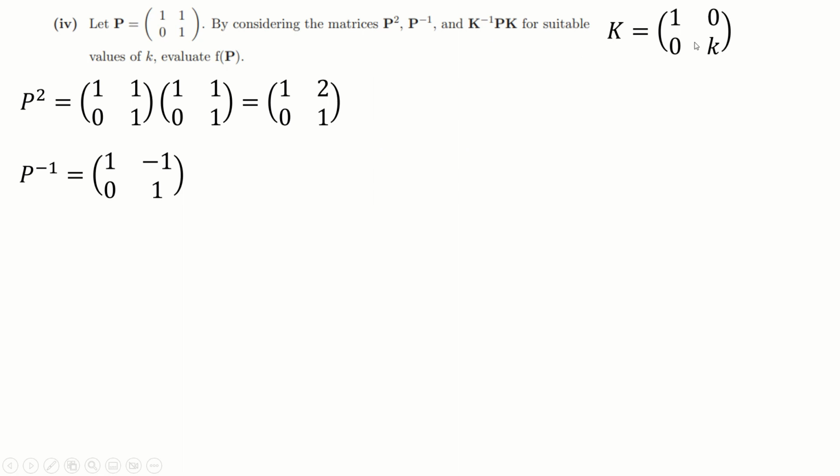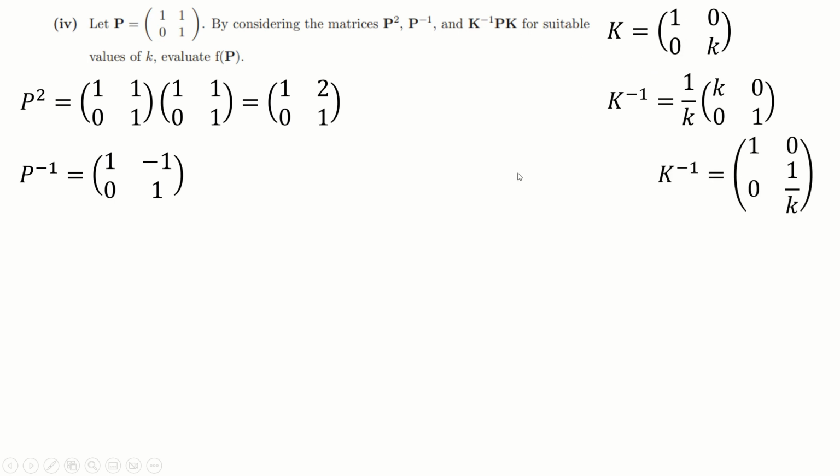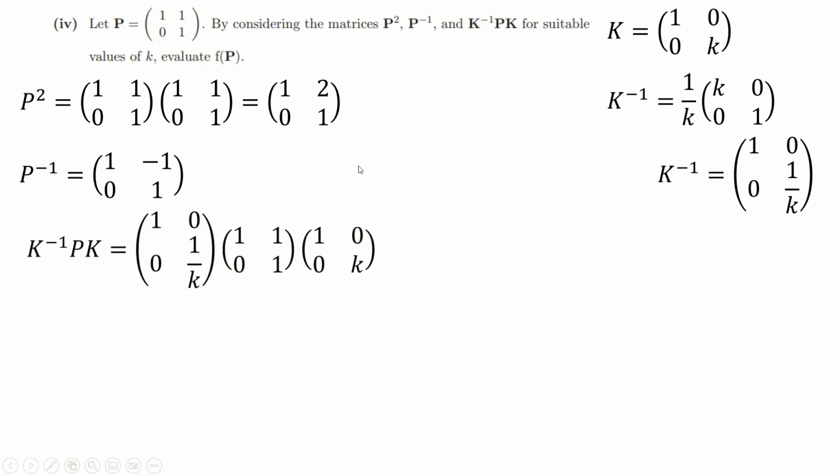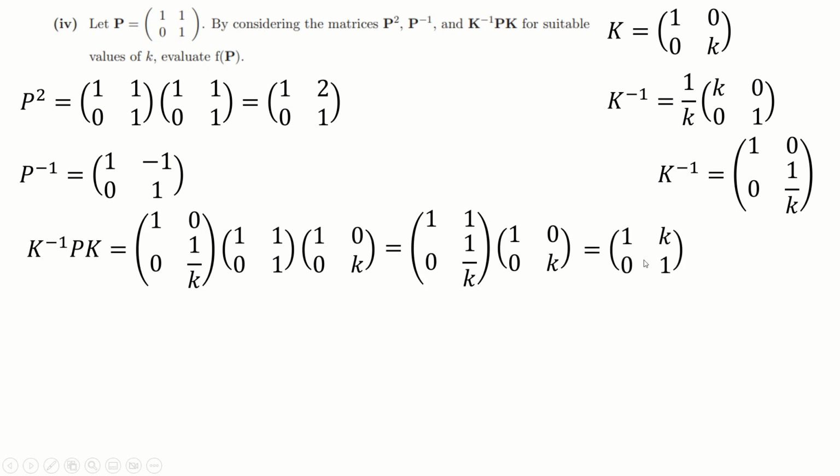Anyway, k, of course, is this. We saw it before. So, okay, now k inverse pk. I need k inverse, right, I guess. So determinant is k minus 0, so that's just 1 over k there. Swap those over, make those negative, you get this. I decided to write it like this. So now k inverse pk, that's going to be this times that. We have to go left to right, of course. Let's multiply those 2 together first. We get this. And then we can multiply these 2 together to get this.